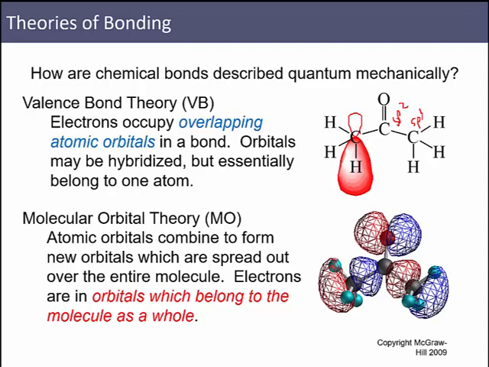Molecular orbital theory. In molecular orbital theory, atomic orbitals are going to combine to form new orbitals, which are spread out over the entire molecule. Orbitals which belong to the molecule as a whole. And this is a much more sophisticated model. We're just going to scratch the surface of this. We're going to look at some very, very simple models like diatomic ones.